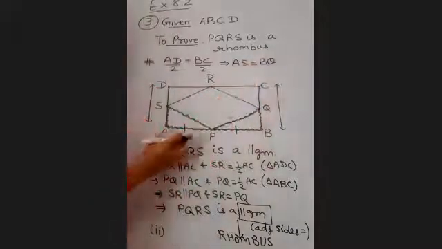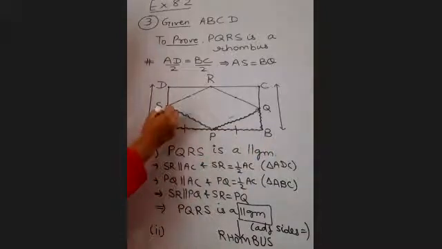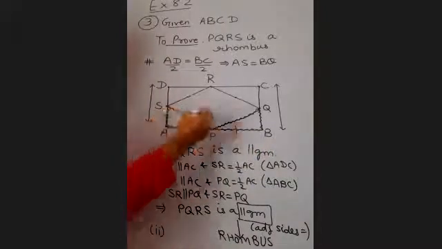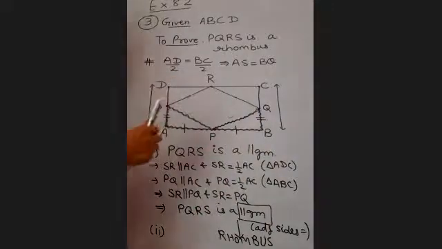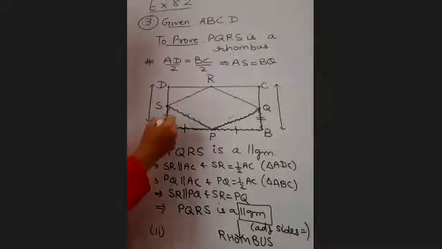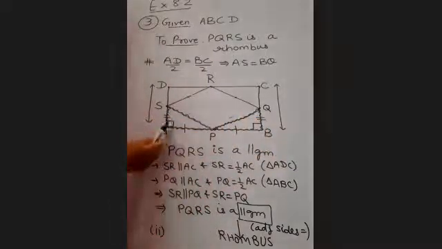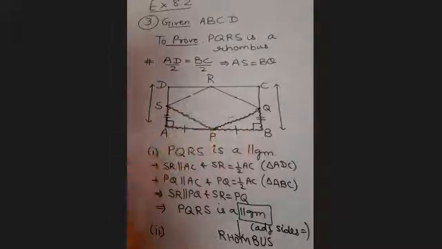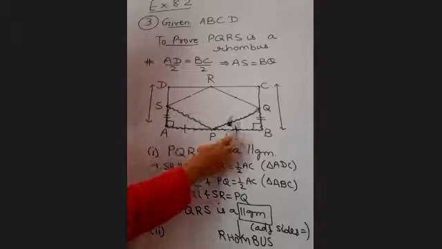So now we have got one thing, AP equal to PB. We have AS equal to BQ because of this logic. What is the third condition? My vertex angle is 90 degrees. Very good. Angle A equals angle B, each 90 degrees. So by side, angle, side, are these two triangles congruent?